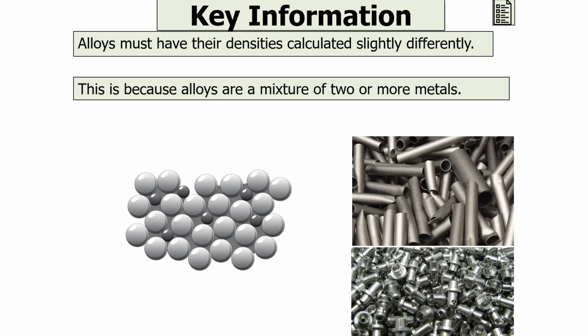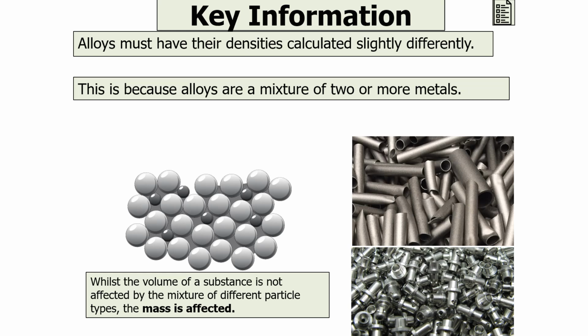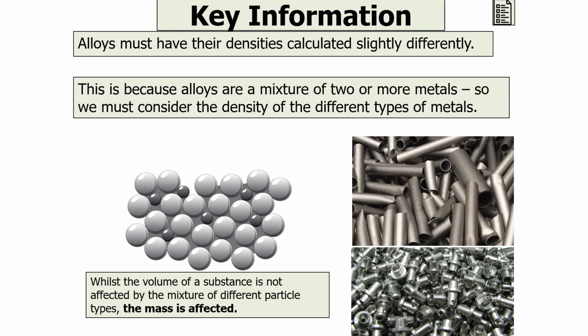Now, alloys must have their densities calculated slightly differently. That's because alloys are a mixture of two or more metals. Now, whilst the volume of a substance is not affected by the mixture of the different particle types, the mass of the object is affected. So it's a very important idea. So we must consider the density of different types of metals.